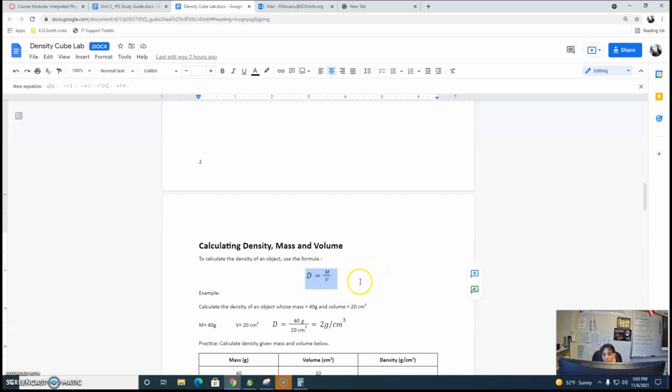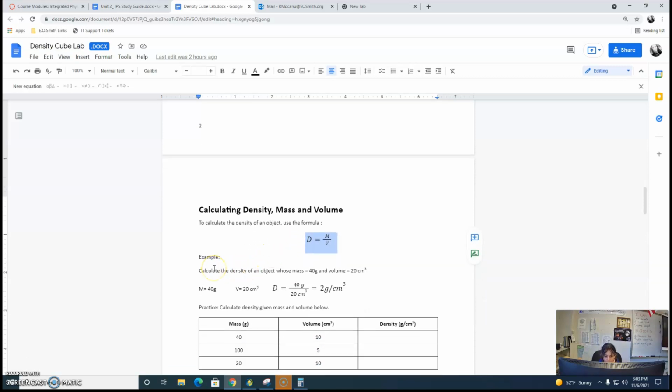So this is the formula for density. And what this formula is telling us is that density equals mass, M for mass, divided by volume, V for volume. Okay? So let's do a couple of examples using this formula, see how it works.